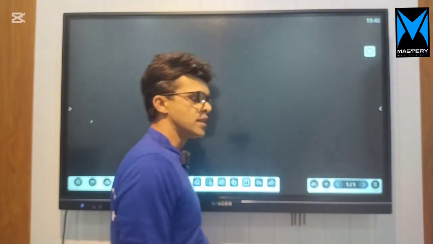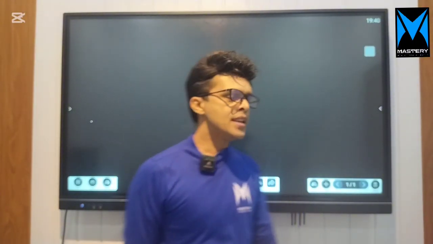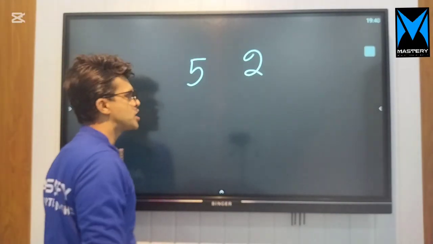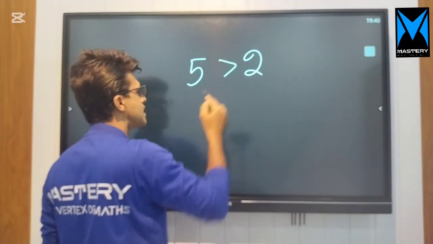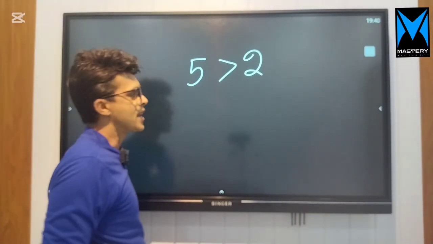Really, what's an inequality? First, you need to realize what an inequality is. Just think of these two numbers, 5 and 2. When it comes to 5 and 2, the greater digit is 5. This is written as 5 > 2, and read as 5 is greater than 2.